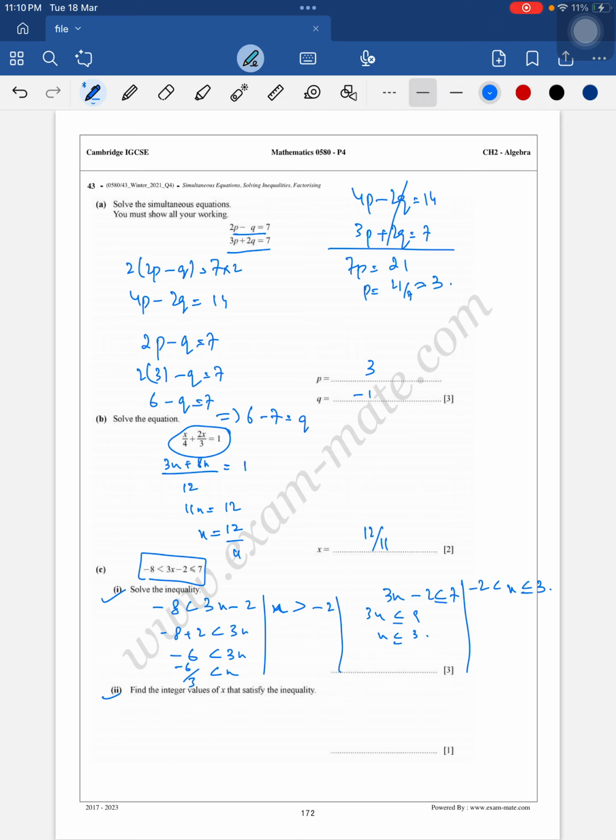Part 2, find the integer values of x that satisfy the inequality. So integer values of x is greater than minus 2, so minus 2 will not be included in this answer. So minus 1, 0, 1, 2 and 3, because x is less than or equal to 3. So 3 is included. So there are 5 values that satisfy this inequality: minus 1, 0, 1, 2, 3.